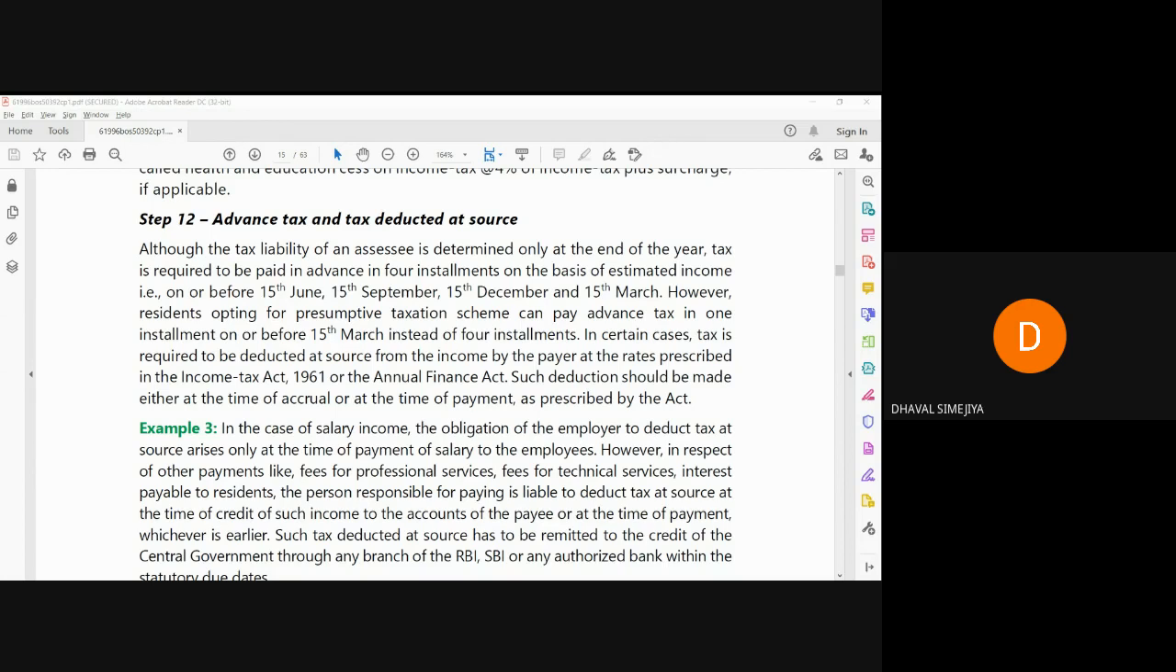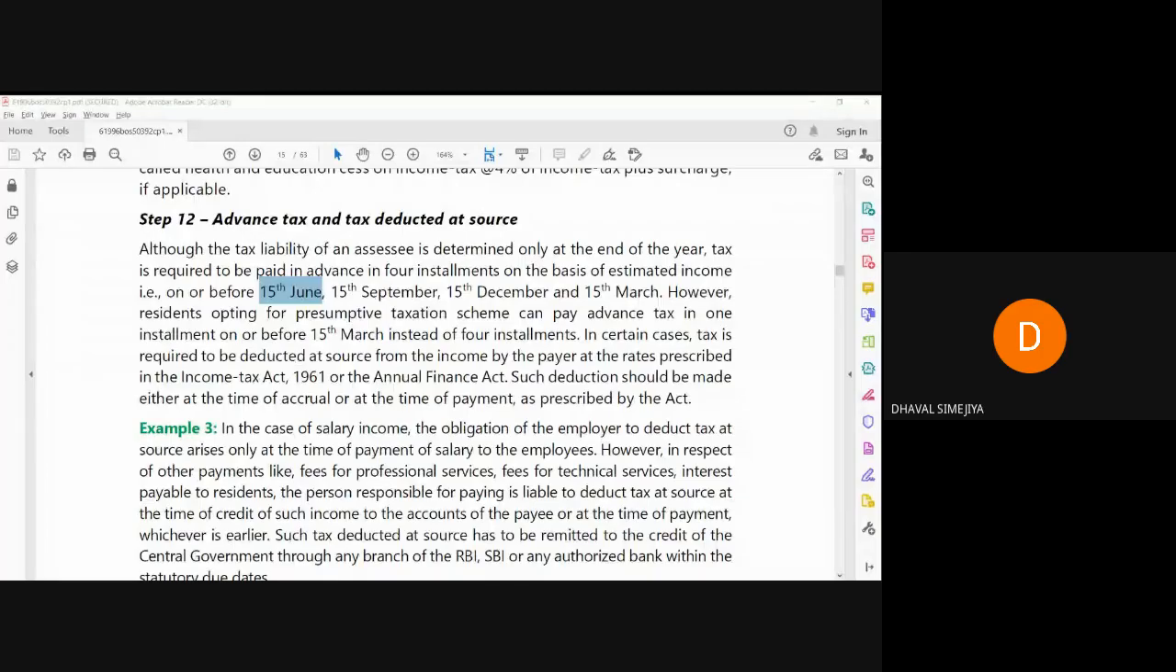Which are those? 15th June, first set. You know that your previous year will begin from 1st April and it will end on 31st March next year. So if my previous year is 2021, then it will start from 1st April 2020 and end on 31st March 2021. So for my first installment, I know that I have to pay 1 lakh rupees tax in this previous year, lump sum, not exact figure.